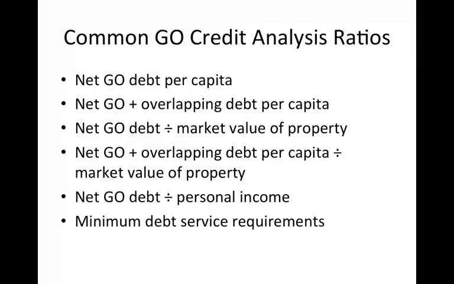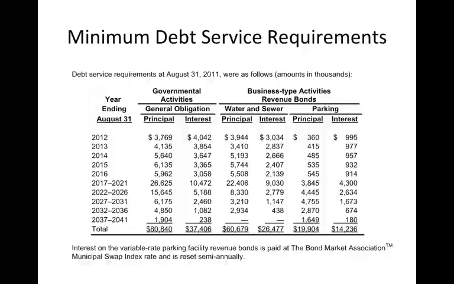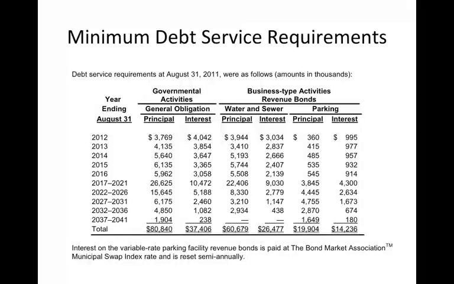These are some of the common ratios that are calculated when doing GO credit analysis. These are the kinds of things that we've already talked about: debt per capita, debt as a percentage of market value of property, debt as a percentage of personal income, and those will be calculated both for just the direct debt, the outstanding GO debt, and sometimes then the GO debt plus the overlapping debt. And then there's this thing called minimum debt service requirements, which we'll spend a little time looking at right now.